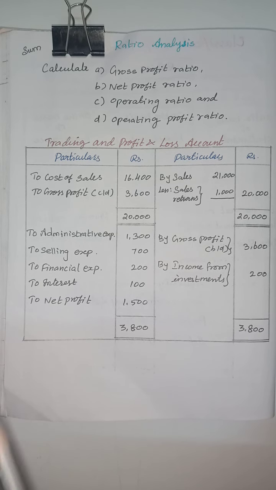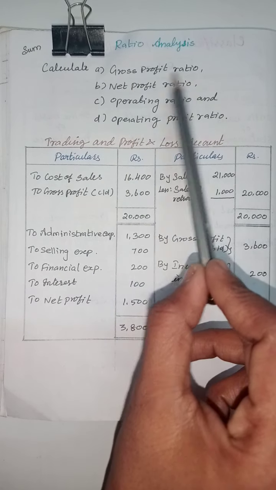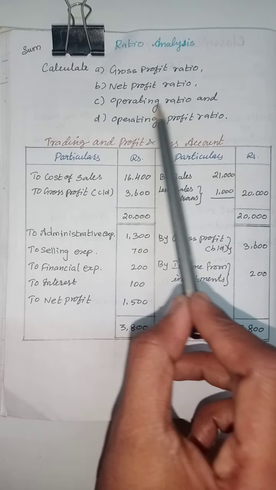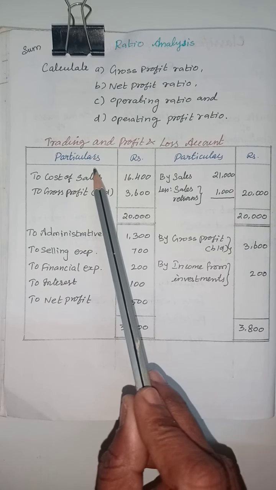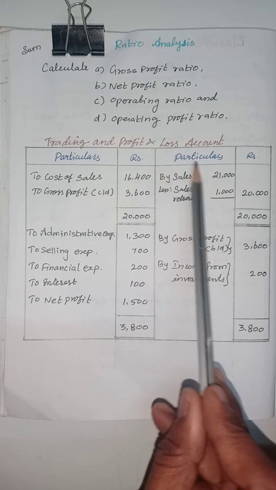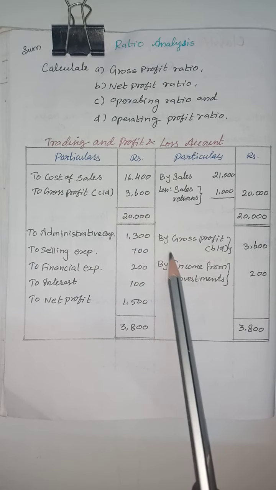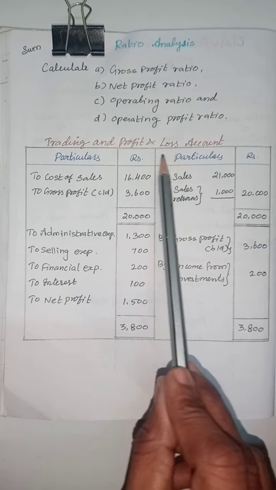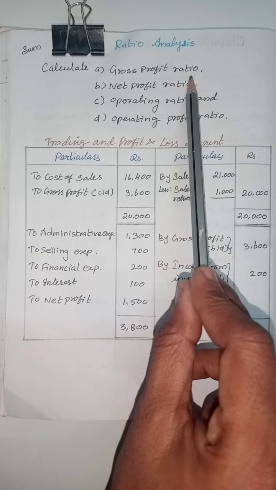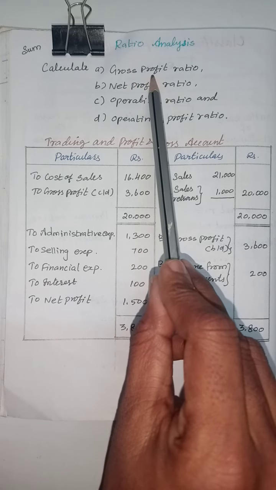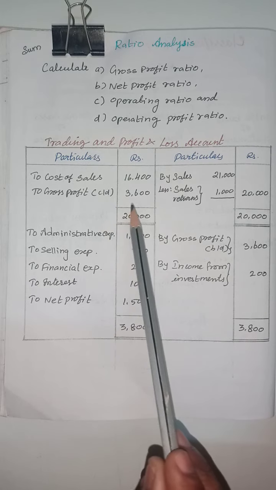This is an example of ratio analysis. Calculate the gross profit ratio, net profit ratio, operating ratio and operating profit ratio. The trading and profit and loss account are given in this problem. We already know what a trading account and a profit and loss account are. We have to find out the gross profit ratio. The gross profit ratio formula is gross profit divided by net sales into 100.